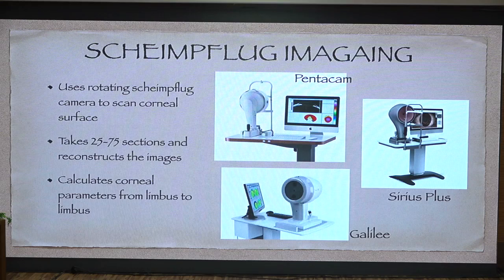Now coming basically to Scheimpflug imaging, which is very important these days. Before any LASIK procedure, every patient has to undergo Scheimpflug imaging. So three different devices are available.